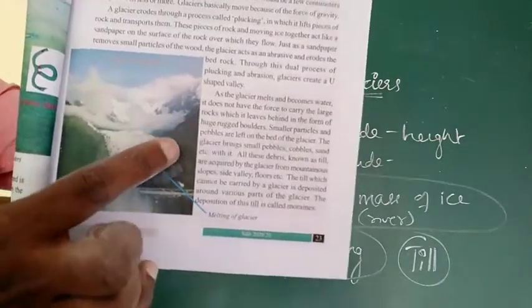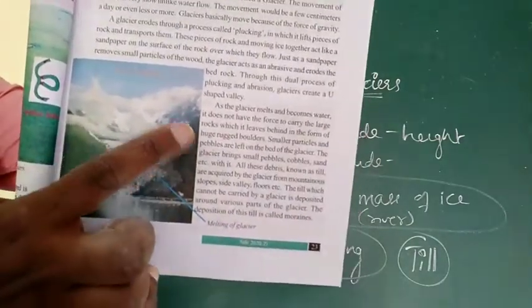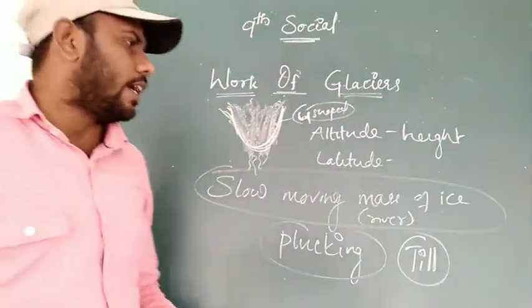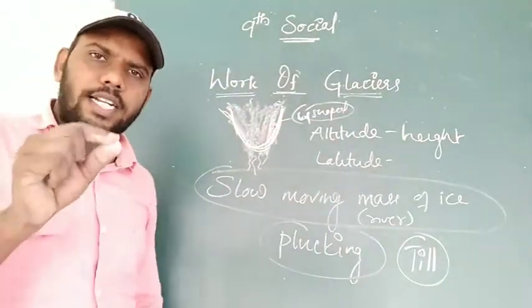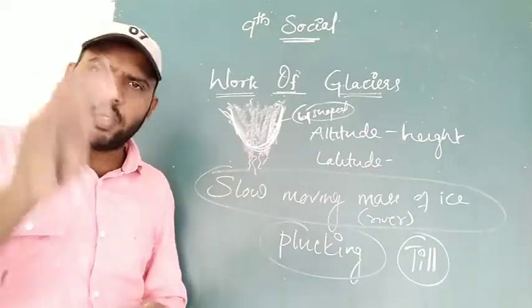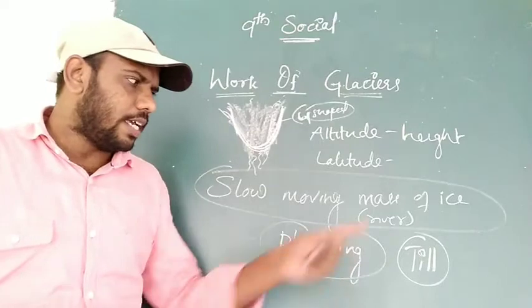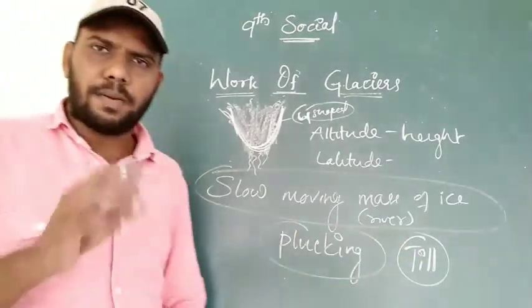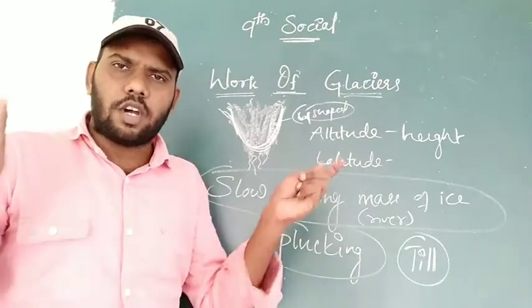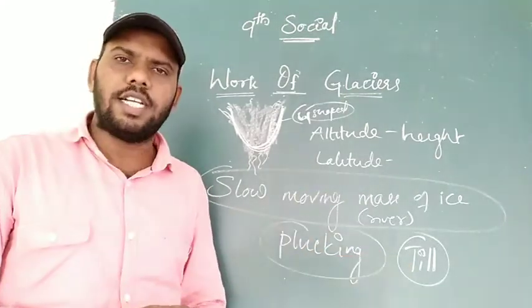You can see this is a mountain, and here we can understand the U-shape. Got it, children? So the river water creates a V-shaped valley, and glaciers will create a U-shaped valley. And those materials, pebbles and small pieces of rocks, all together we call till.